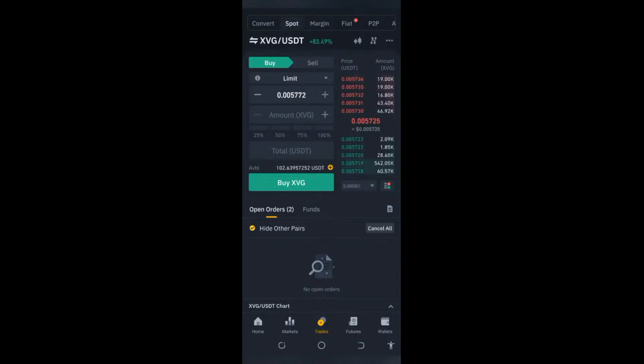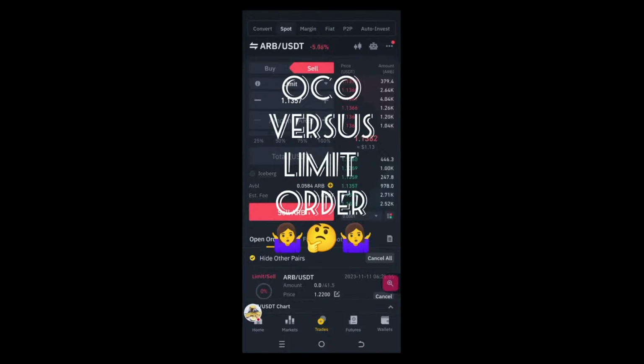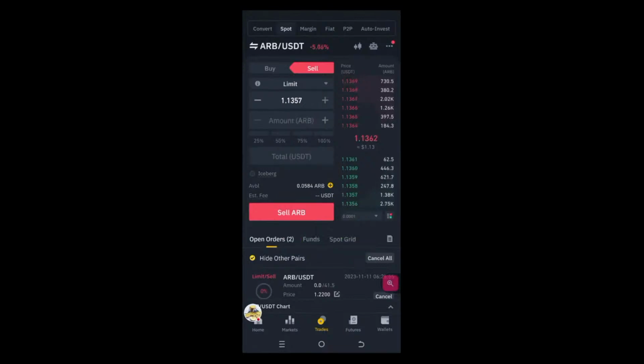OCO versus limit order. Why would I go for that, right? So a limit order gives me an opportunity to set the amount I want to get, okay?